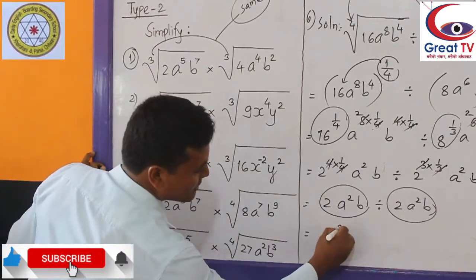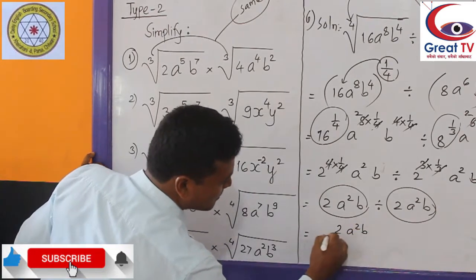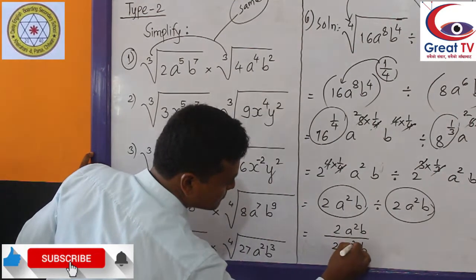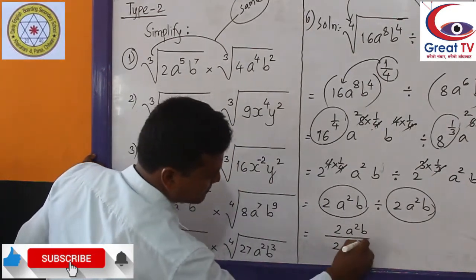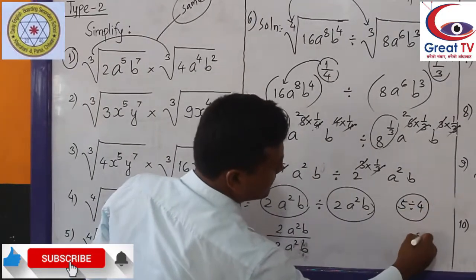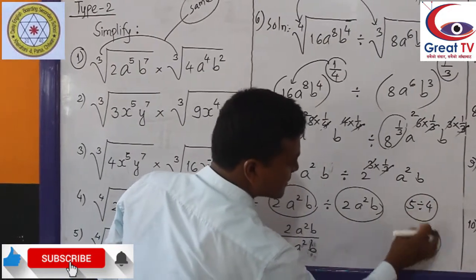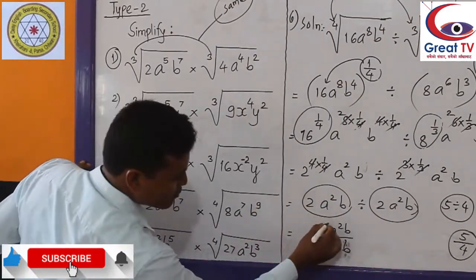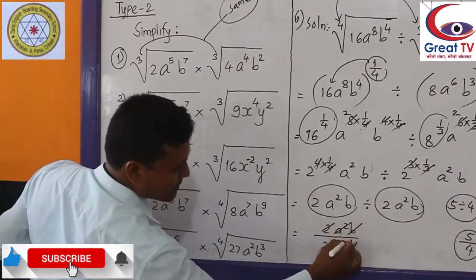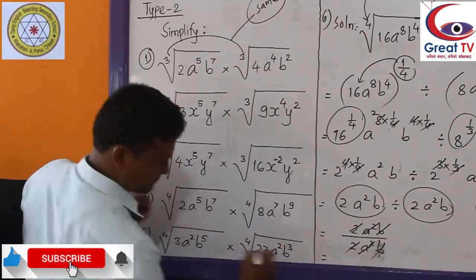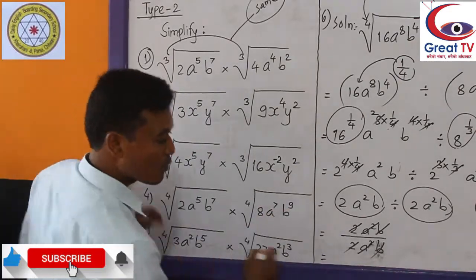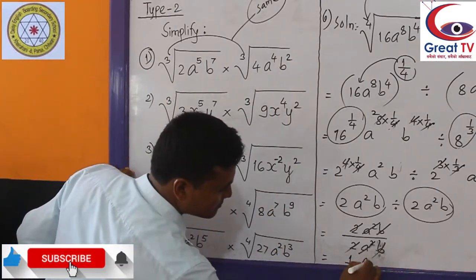Or to make it easier, this can be written in this form as 2a square b over 2a square b. You know variable 5 divided by 4 can be written as 5 by 4, so these two are the same. The 2 up, 2 down cancel. B up, b down cancel. A square up, a square down cancel. All cancel. That means if all cancel up and down, we always write one as the answer.